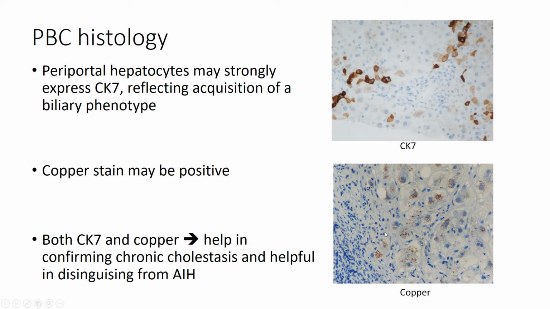Copper stain may be positive. Here's a rhodanine stain for copper, and these appear as red granules. So copper is not just positive in Wilson disease, but it's positive in cholestatic liver diseases. So with both CK7 highlighting the metaplastic hepatocytes and copper deposition, these findings confirm the diagnosis of PBC and distinguish the disease from autoimmune hepatitis.